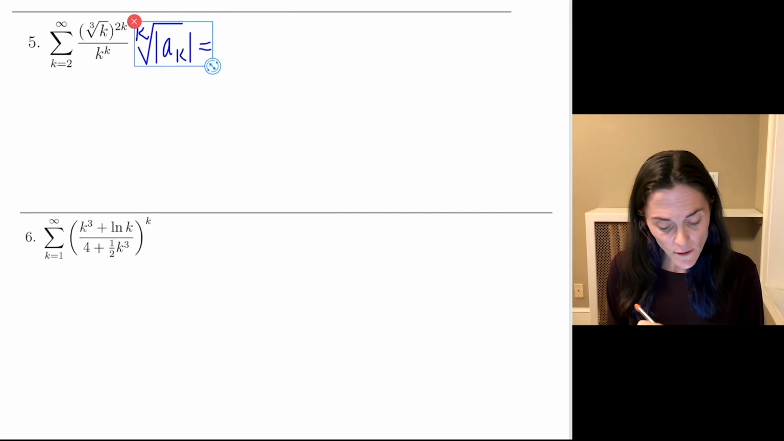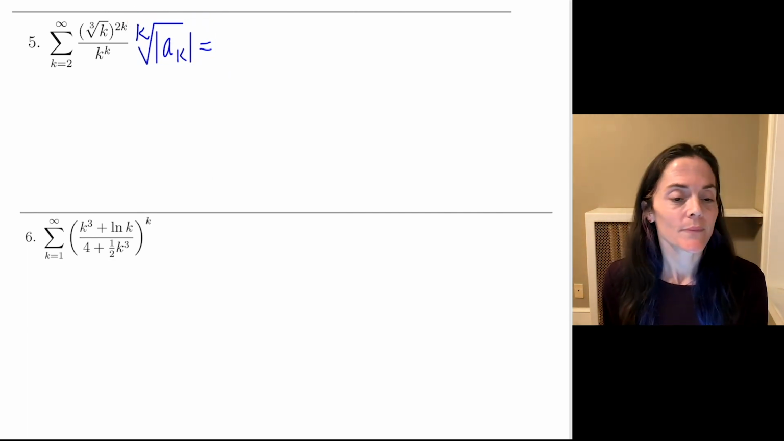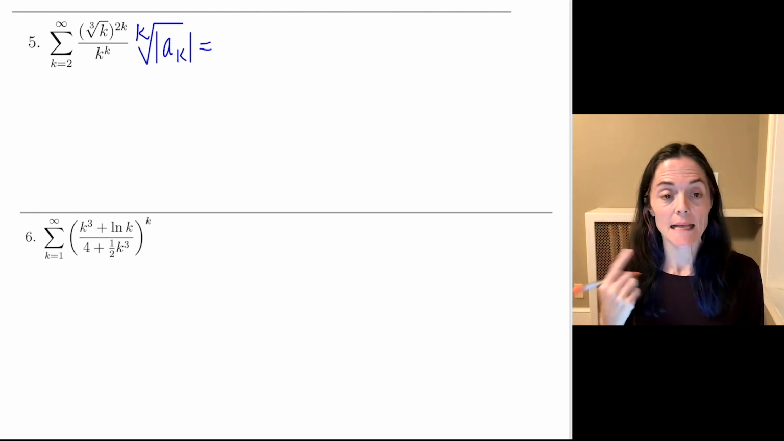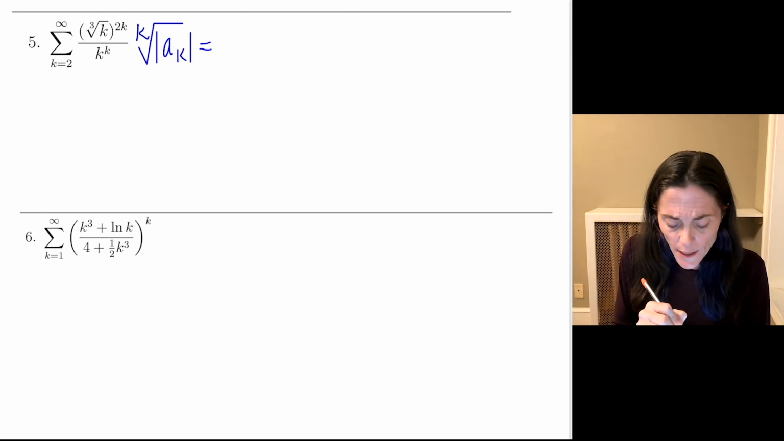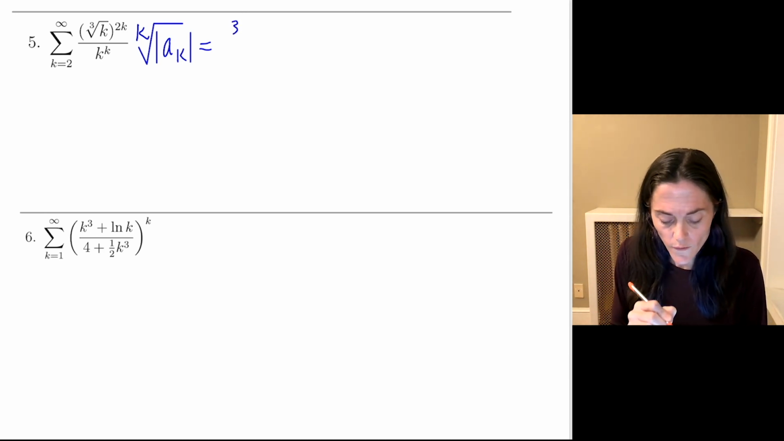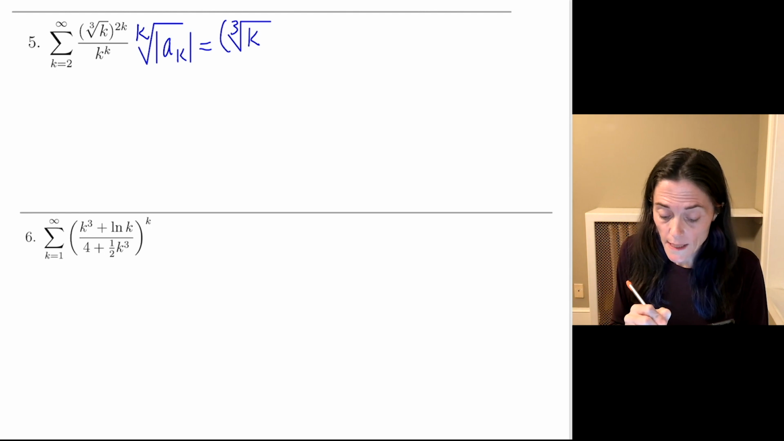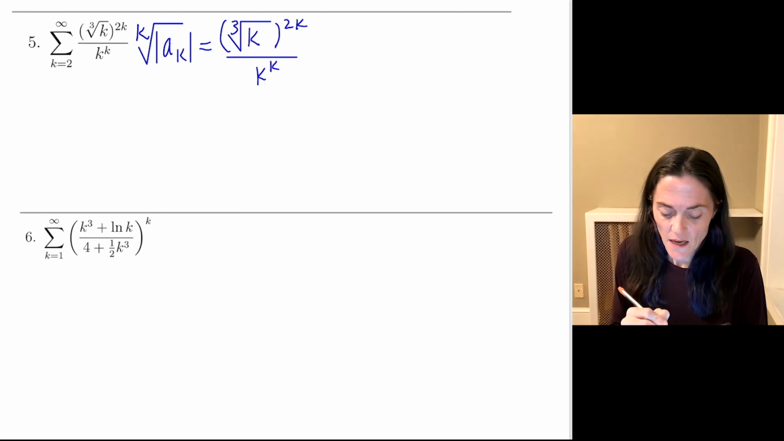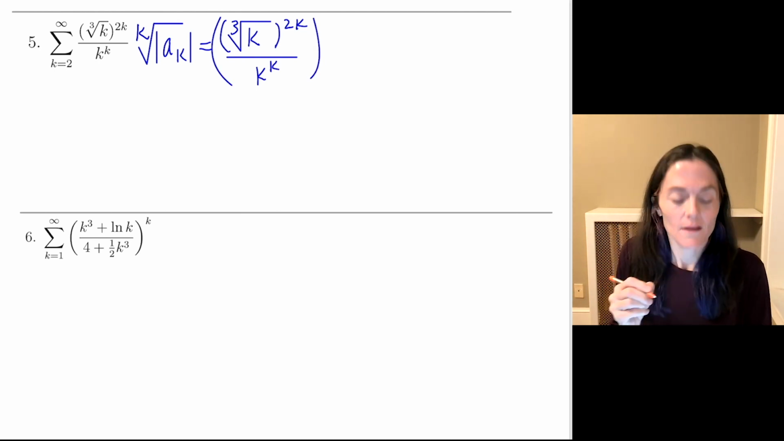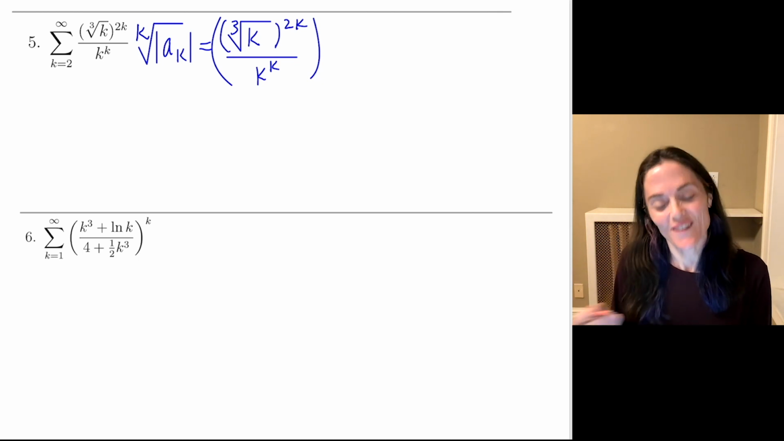Here, we want the kth root of the absolute value of a_k. Well, this is non-negative, but I still write it with the absolute value because that's the general statement. What is this here? Well, in my numerator, you notice I have a cube root of k raised to the 2k power. In the denominator, I have a k to the k. Now, the kth root, we are raising all of this to the 1 over k power.